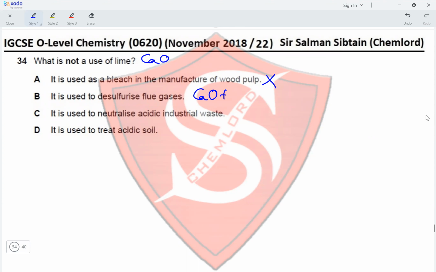Yes, CaO reacts with SO2 producing CaSO3, which is further oxidized to CaSO4, which is gypsum and is used in cement. It is used to neutralize acidic industrial waste. Yes, because it is basic in nature, it will neutralize acidic industrial waste. And it is used to treat acidic soil. Being basic, it is used to treat acidic soil in order to increase the pH of the soil. Therefore, option A is the correct option for this question.